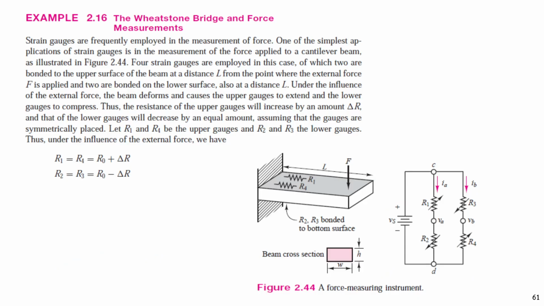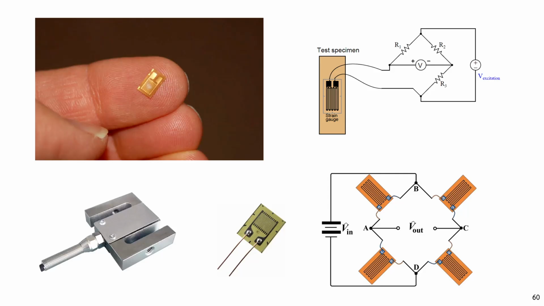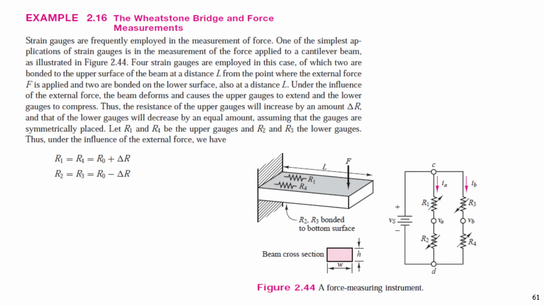Because if it's bent, if we install this type of gauge into some structure and this structure is bent, we install R2 and R3 here, at the bottom surface. And we install R1 and R4 on the upper surface. When the force pushes here, R2 and R3 will be stretched, right?